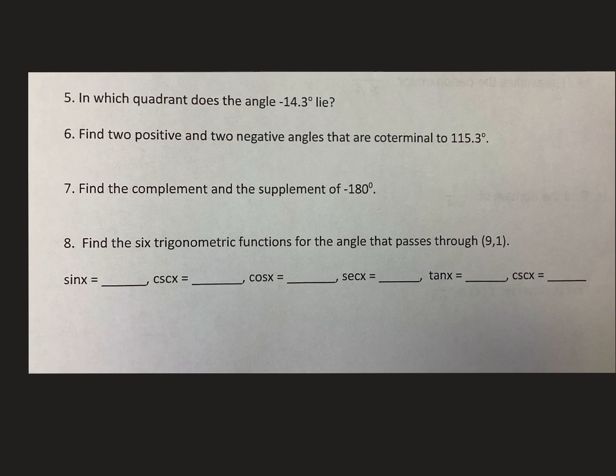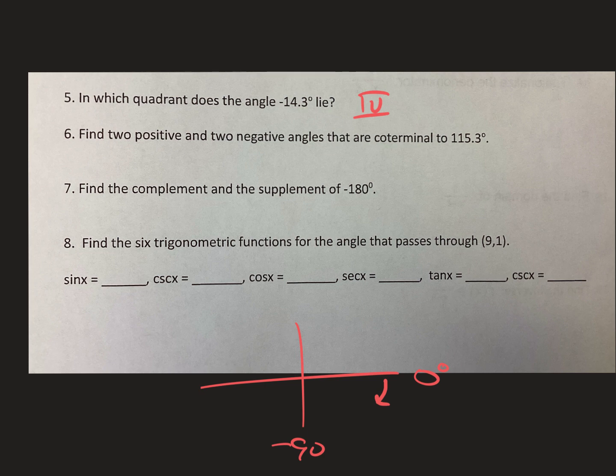Number 5, in which quadrant does the angle negative 14.3 lie? Remember, our picture kind of looks like this. There's 0 degrees. It's negative. There's negative 90. And because that's negative 90, negative 14.3 is about right in there, which means it's in quadrant 4.